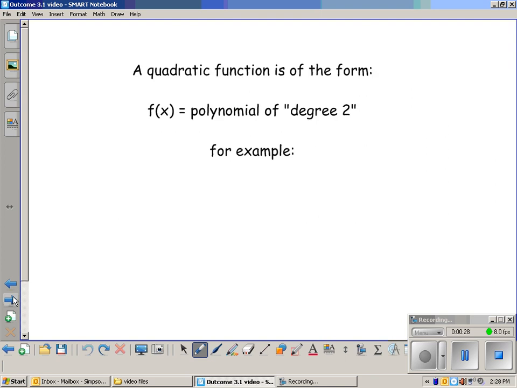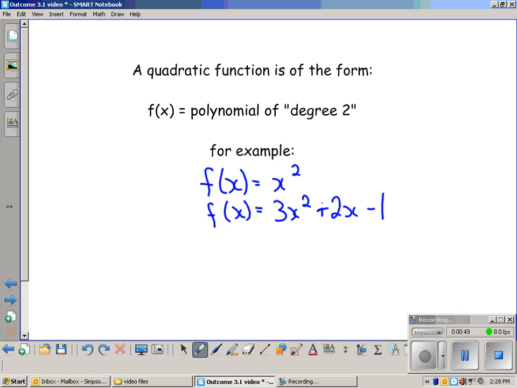A quadratic function is of the form f of x equals any polynomial of degree 2. For example, we could have f of x equals x squared, or f of x equals 3x squared plus 2x minus 1. Both of those are examples of a quadratic function.